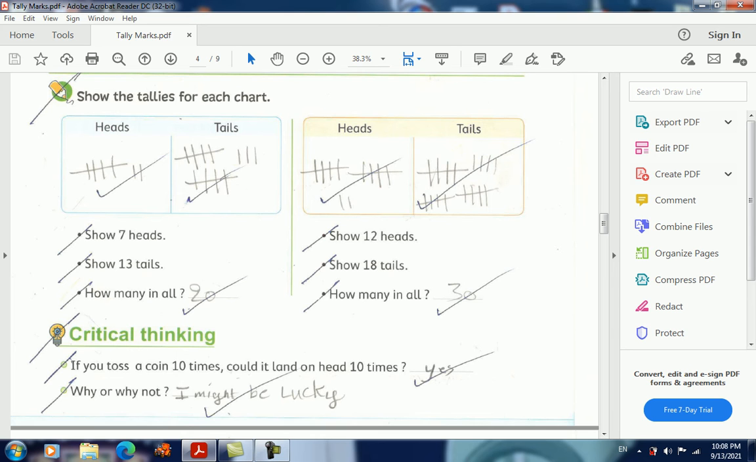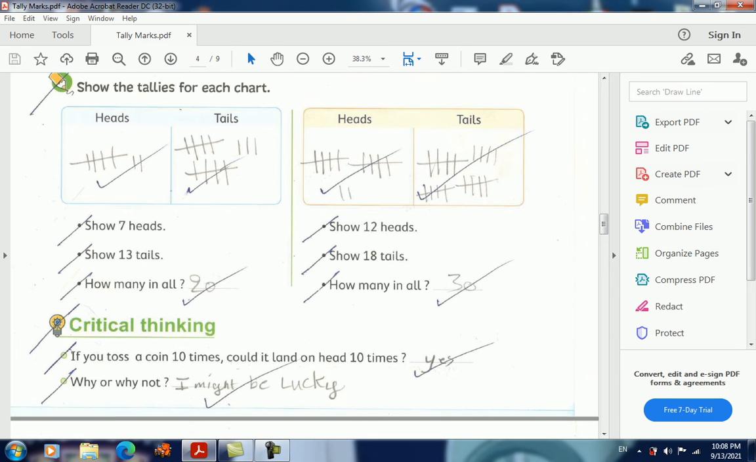For the one on the right, heads and tails, the first one says show 12 heads. So we got 2 stacks of 5, which is 10, and then extra 2, so 12. 10 plus 2 is 12. And show 18 tails. So I'm going to have 3 stacks of 5, 5 plus 5, 10, and another 5, 15. Then for the last one, how many will I have? 3 only left. Okay, so I draw 3 lines only. So 3 stacks of 5 and 3 vertical lines. How many in total? 12 plus 18 equals 30, or 18 plus 12 equals 30.